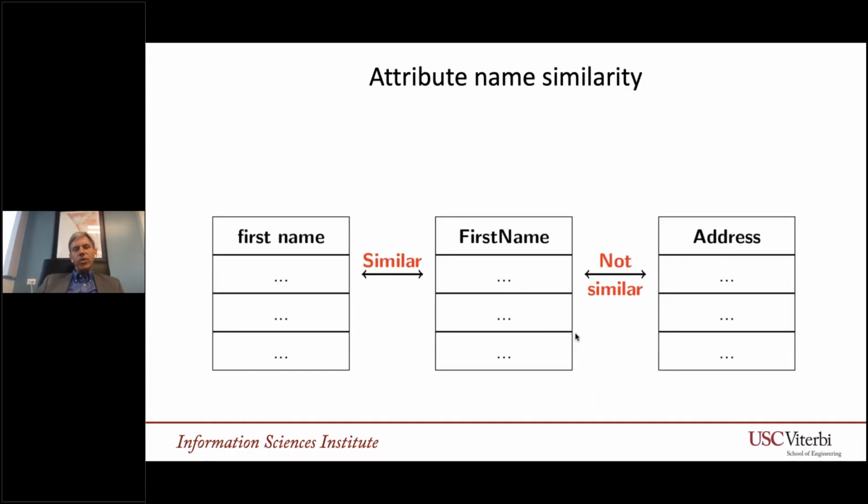So if we have this first one, which is the name similarity, which is looking at the attribute names, we can see here that "first name" where it's 2 words, lowercase, is very similar to "firstname", all 1 word, right? And it's not at all similar to "address". And so you can see that we can use this kind of information in a lot of cases to help figure out which things are similar.